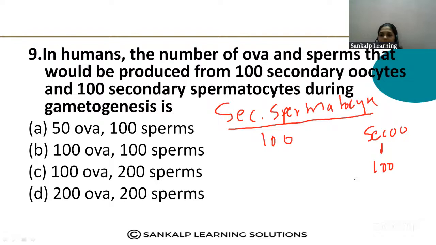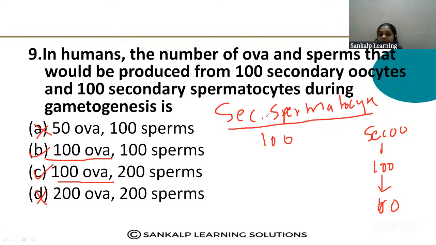Ninth one. You know that secondary oocytes will complete the second meiotic division and form only one ovum. As many secondary oocytes as there are, that many ova are produced, because it is producing one polar body. So 100 ova are produced. So here you can take option B and C. You can eliminate the first and last options.